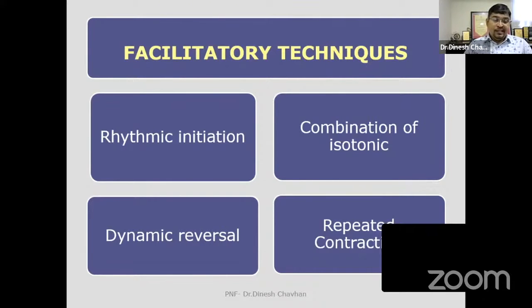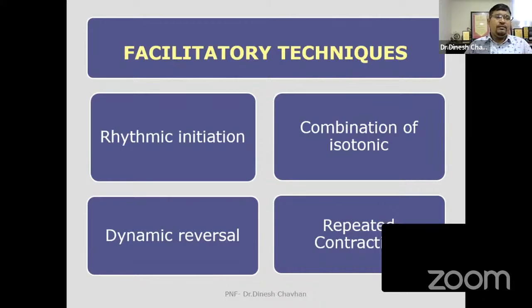Next is dynamic reversal. The name itself says dynamic means it has to be a continuous movement. Reversal means when the agonist is working, next the antagonist works as the agonist.